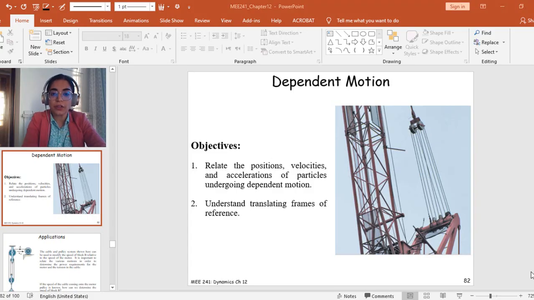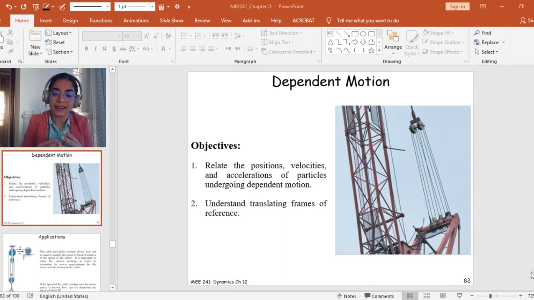Welcome back, guys. In this video, we're going to talk about dependent motion. From its name, what is a dependent motion? Dependent motion means a particle B has a motion that depends on particle A. What does this mean? This means that the position of B depends upon the position of A, and the velocity of B depends upon the velocity of A, and the same goes for acceleration.